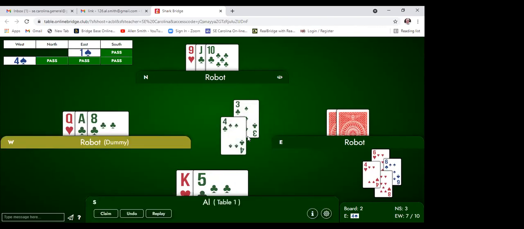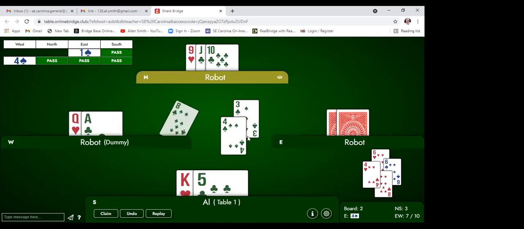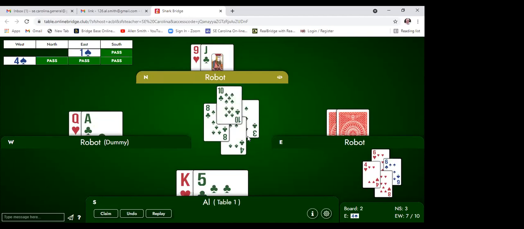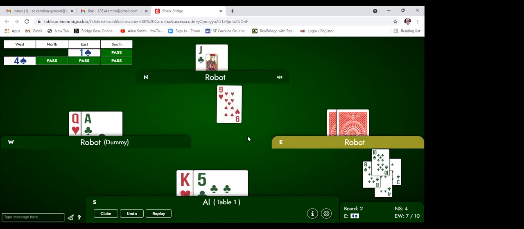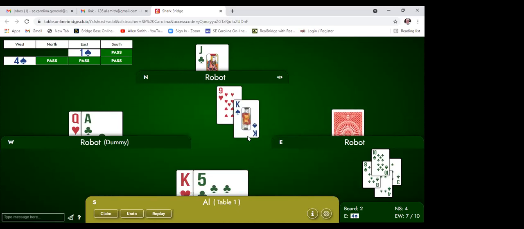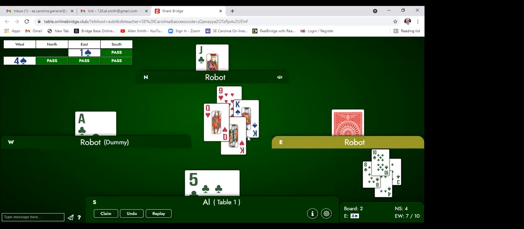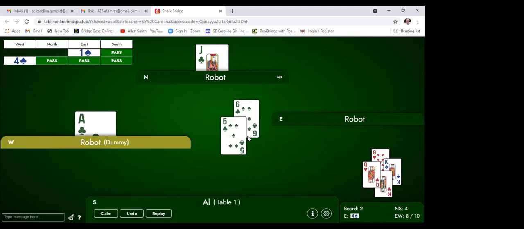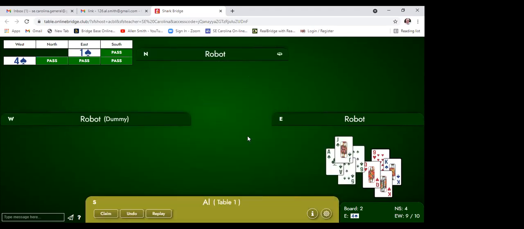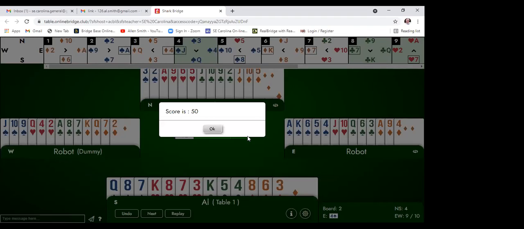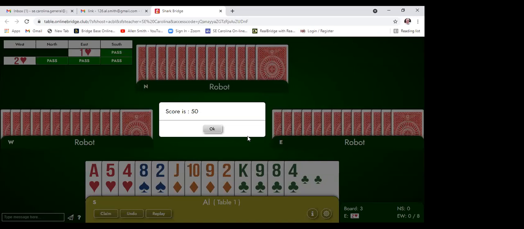Now he leads a low club. He plays the 8 just for the heck of it, because he knows he's got a club loser. And he gets the last two tricks. He can trump the heart, and lead to the ace of clubs. So he made his contract, but if we didn't lead that diamond, he very possibly would have made an overtrick. Now let's go to hand number 3.